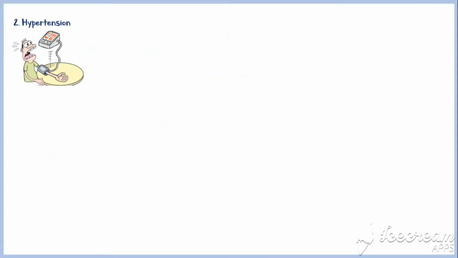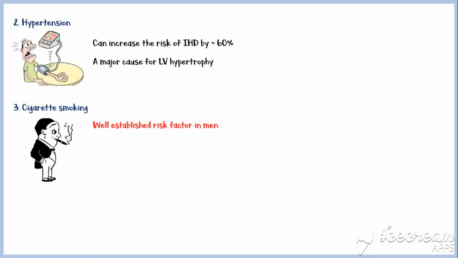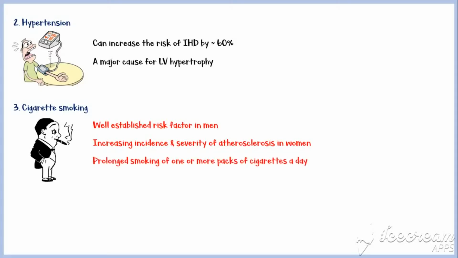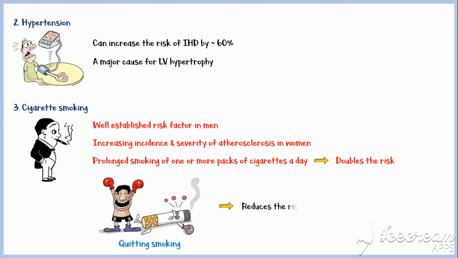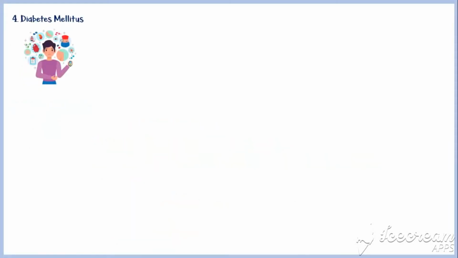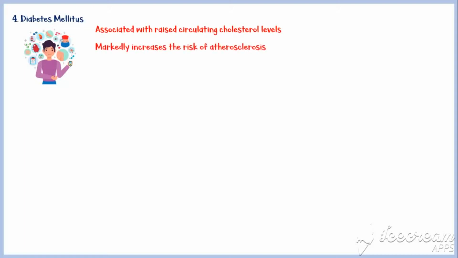Hypertension is another major risk factor for development of atherosclerosis. Hypertension can increase the risk of ischemic heart disease due to atherosclerosis by approximately 60%, and it is a major cause for left ventricular hypertrophy. Cigarette smoking is a well-established risk factor for atherosclerosis in men, and for the increasing incidence and severity of atherosclerosis in women. Prolonged smoking of one or more packs of cigarettes a day doubles the risk of atherosclerosis, while quitting smoking will reduce the risk.